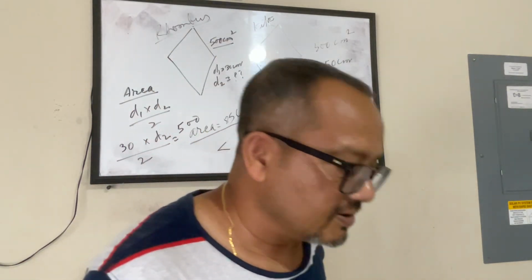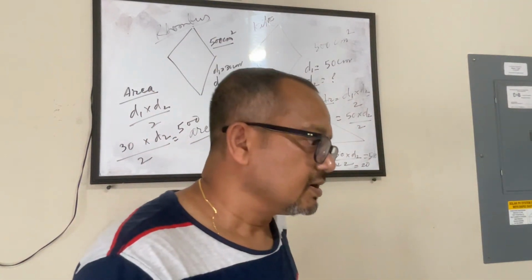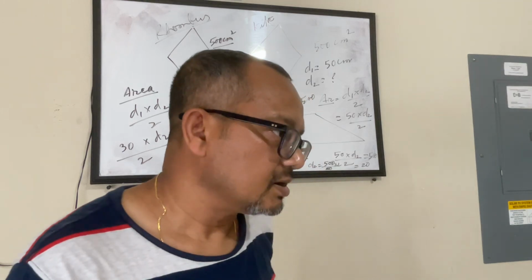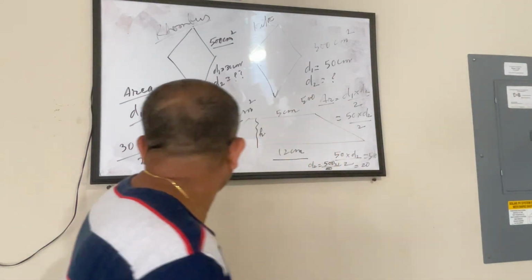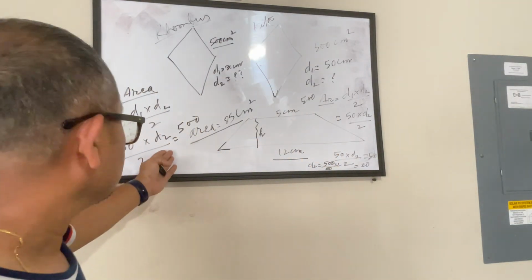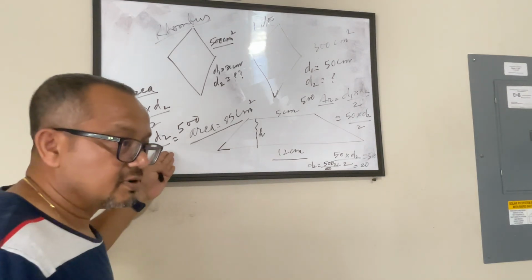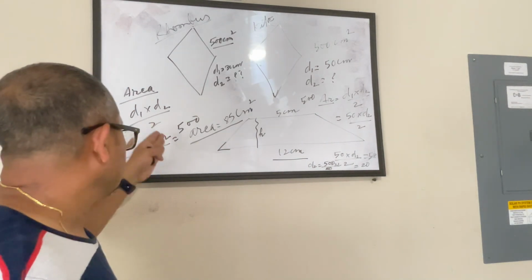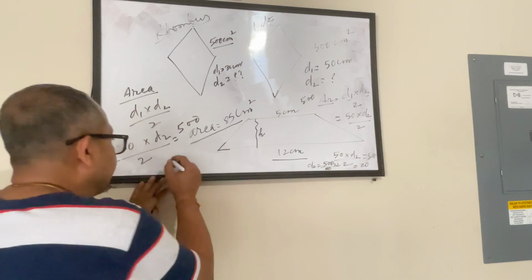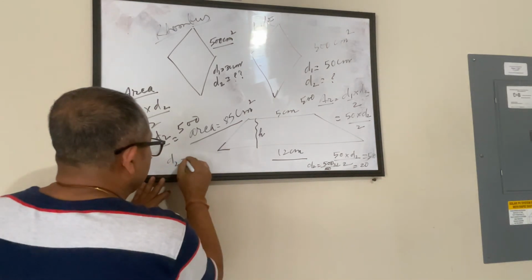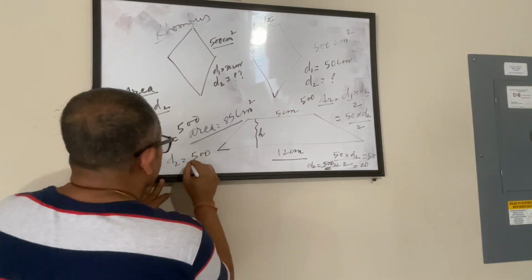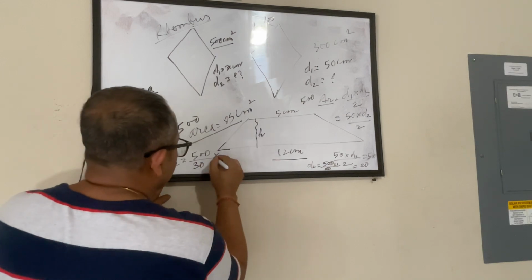Yeah, Bhuvan. 20. Is it 8? I have given the answer right in front of you. For the rhombus, 30 into D2 divided by 2 equals 500. So D2 will be equal to 500 divided by 30 multiplied by 2.